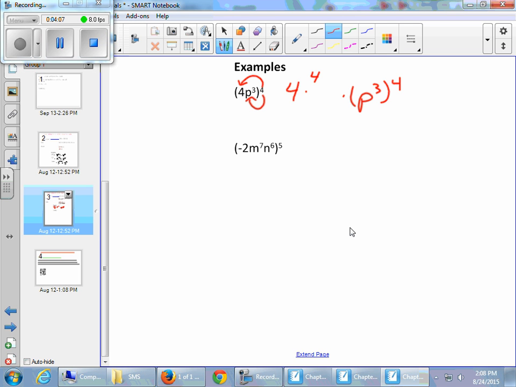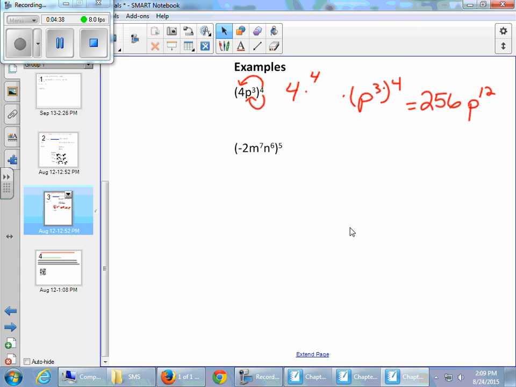So 4 to the 4th power, that's 4 times 4 times 4 times 4, which, multiplying out, if you have a calculator with you, you end up with 256. And then we have our base p. Our base p stays the same. And we have 3 to the 4th. Once again, looking back at other lessons, exponent to an exponent, we're just going to multiply. 3 times 4 is 12. So you should end up with 256 times p to the 12th power.